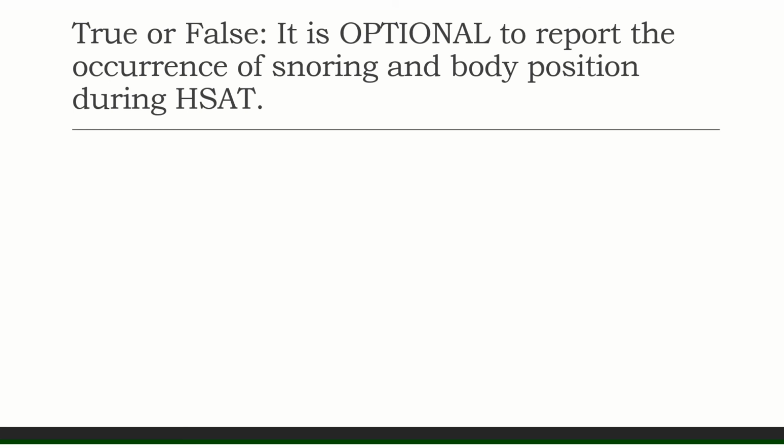True or false? It is optional to report the occurrence of snoring and body position during Hsat. True, it's optional. Think about this. We also don't have to record, we don't have to score or anything like that. Snoring is optional. So if we don't have to score it, we don't have to record it either. So we don't have to do snoring and body position for a regular PSG or CPAP. So the same rules would apply for Hsat. You don't have to do that.